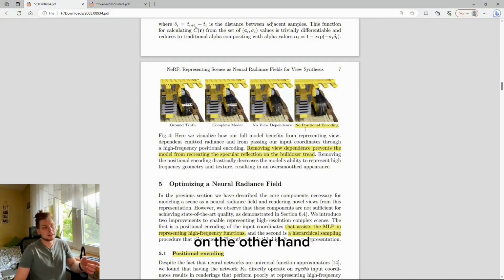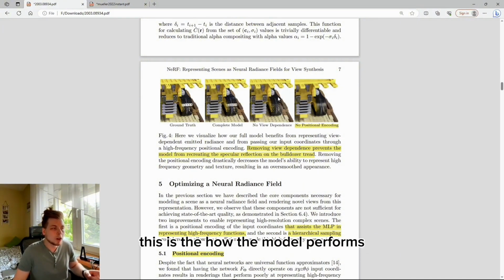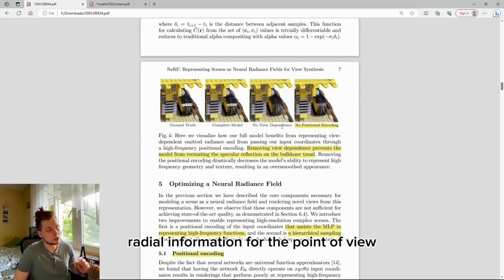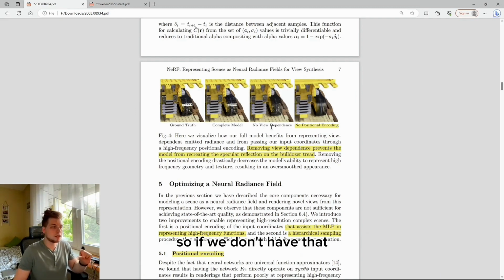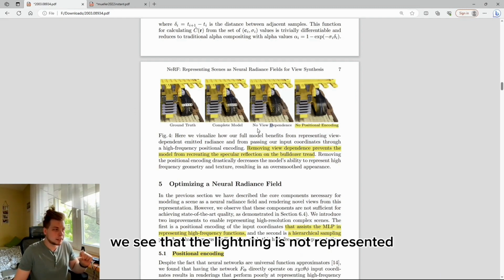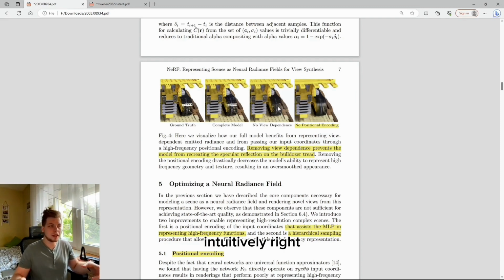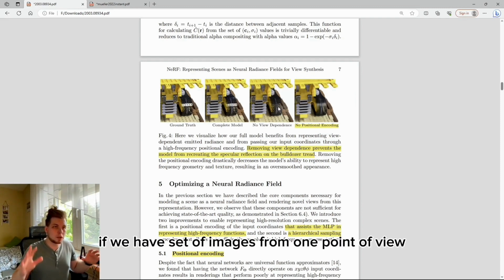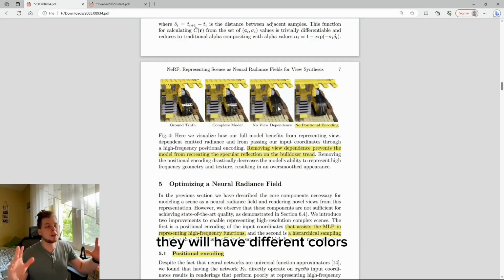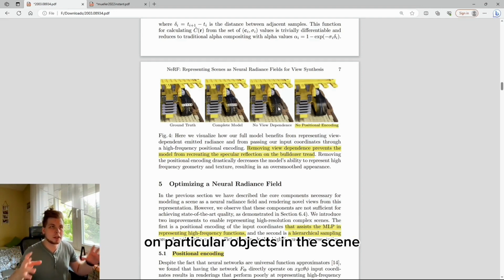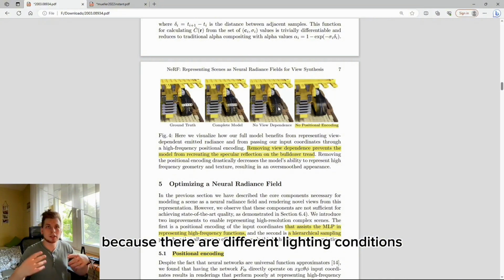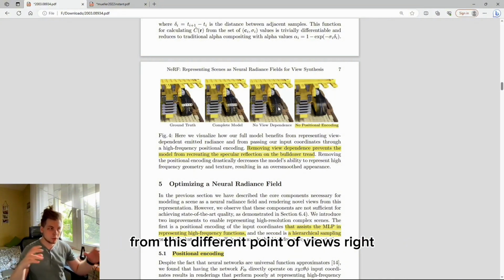On the other hand, this is how the model performs if we don't add the azimuth and the radial information for the point of view. If we don't have that, we see that the lighting situation in the scene is not represented well. Why is that? Intuitively, if we have a set of images from one point of view and the opposite point of view, they will have different colors on particular objects in the scene because there are different lighting conditions from these different points of view.